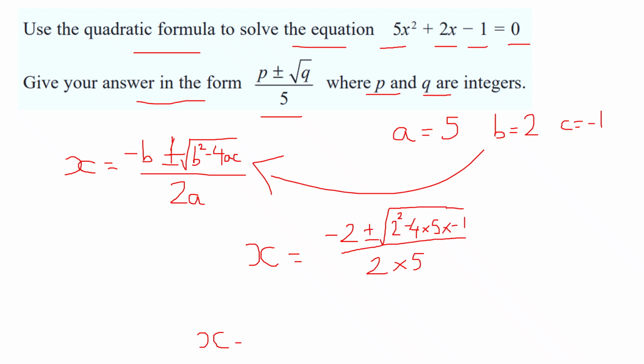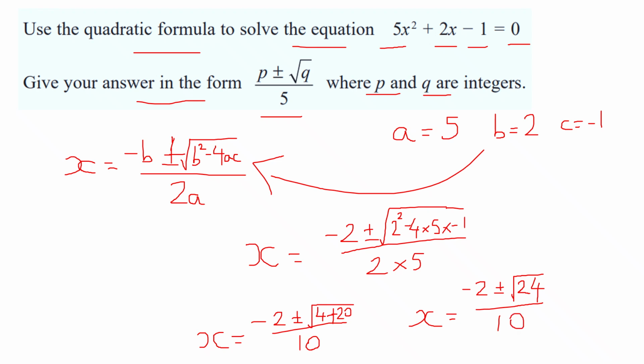So x equals minus 2 plus or minus the square root of, so 2 squared is 4, 4 times 5 is 20, times 1 makes 20. A negative times a negative makes a positive, times a positive again makes a positive. So we get 4 plus 20, all over 10. I'm now going to simplify this, so x is equal to minus 2 plus or minus the square root of 24 all over 10. Can this be simplified?